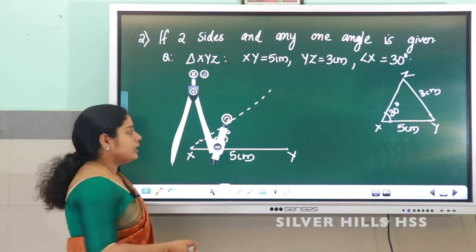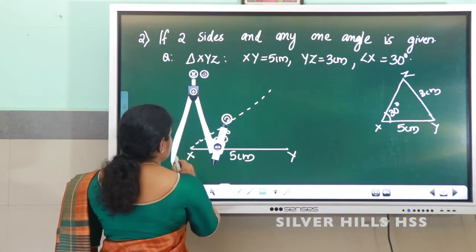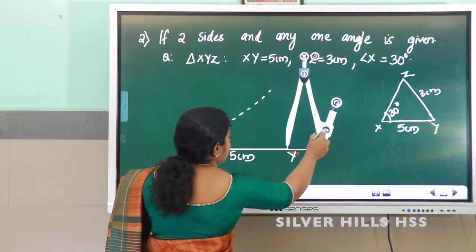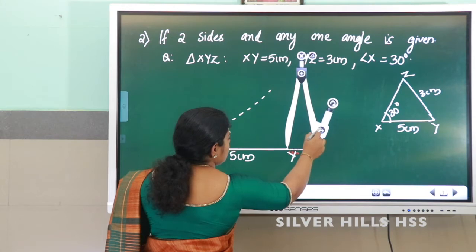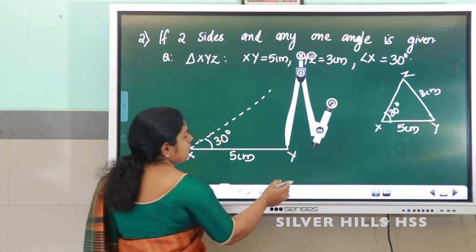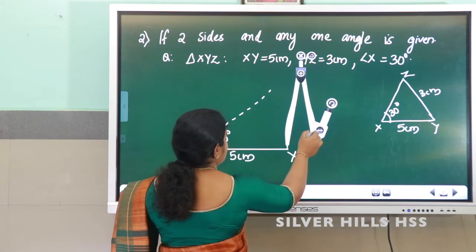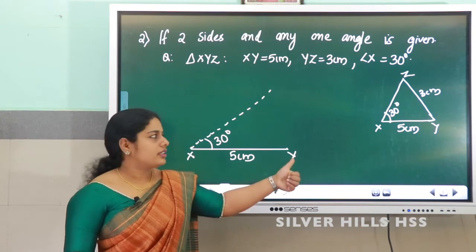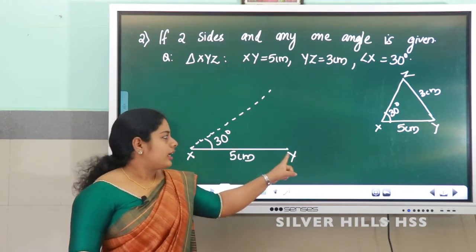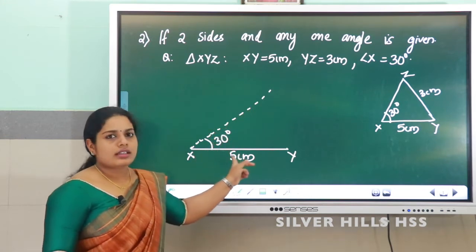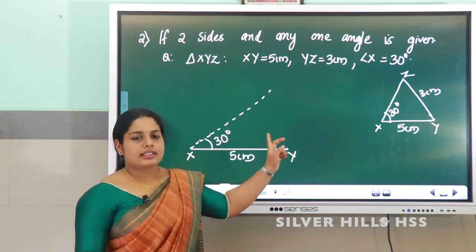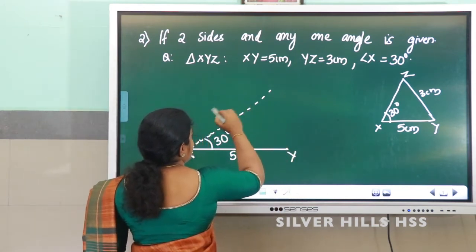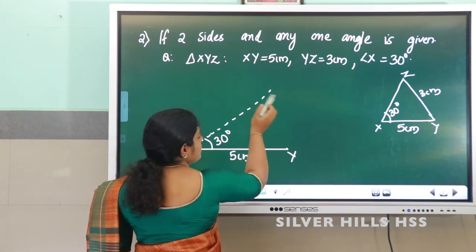Using the compass, keep the compass on Y and measure 3 centimeter. From Y we will draw a circle with radius 3 centimeter. That is, using a compass, from Y draw a circle of radius 3 centimeter.